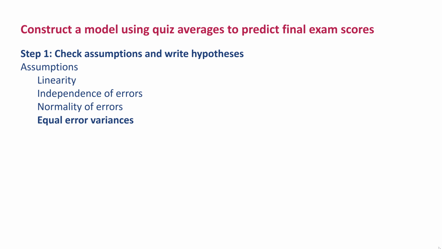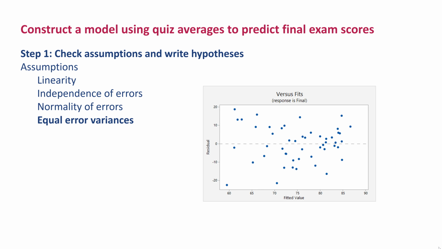The last assumption is equal error variances. To check this assumption, we'll go back to the plot of residuals versus fits. This is the same plot that we looked at when we checked for independence of errors. Now what we're focusing on is the variability of the residuals. We want to see that the spread of the residuals is consistent over all of the fitted values. In this plot, the spread is approximately equal the whole way across the x-axis, so this assumption has been met.